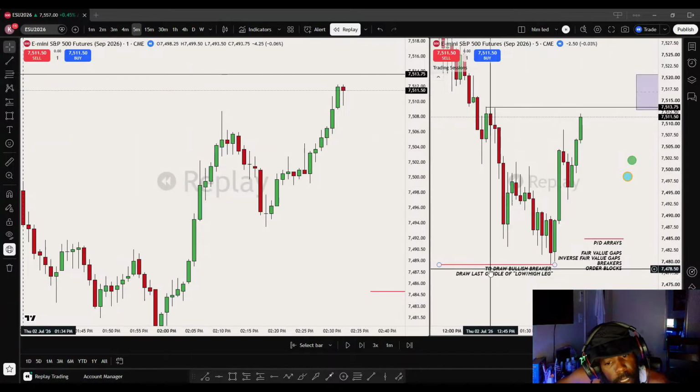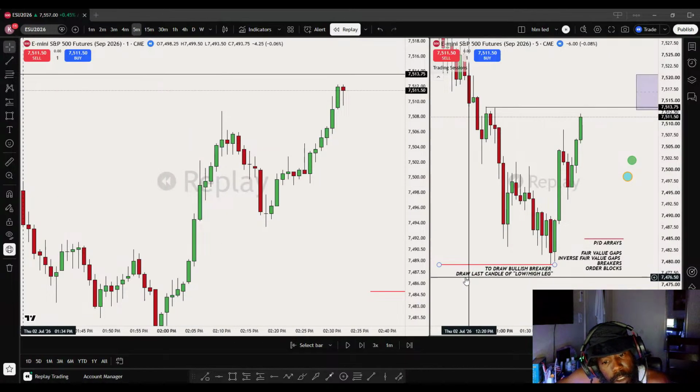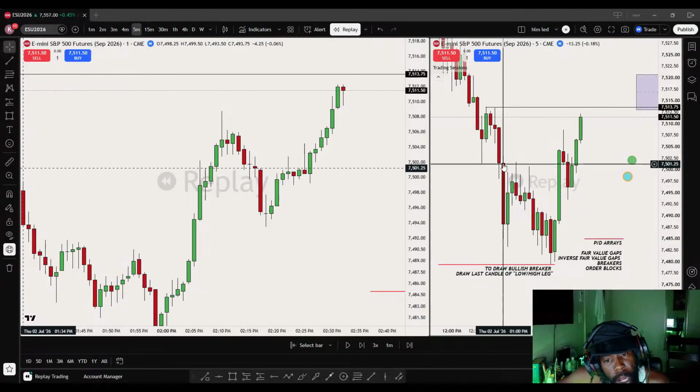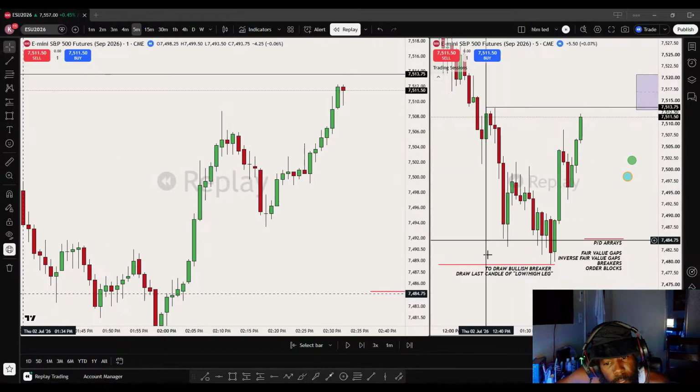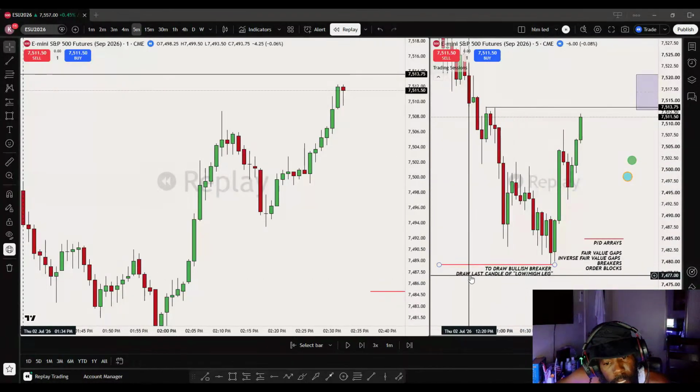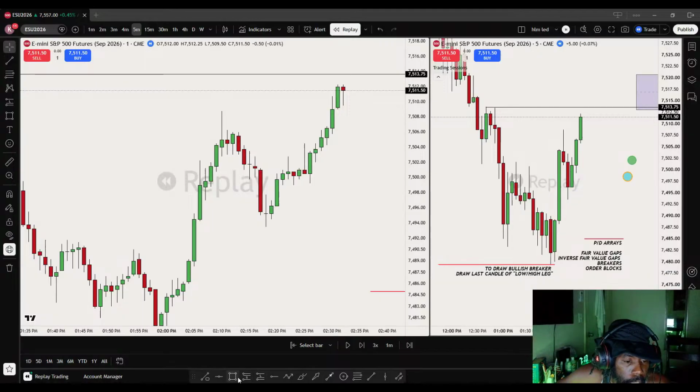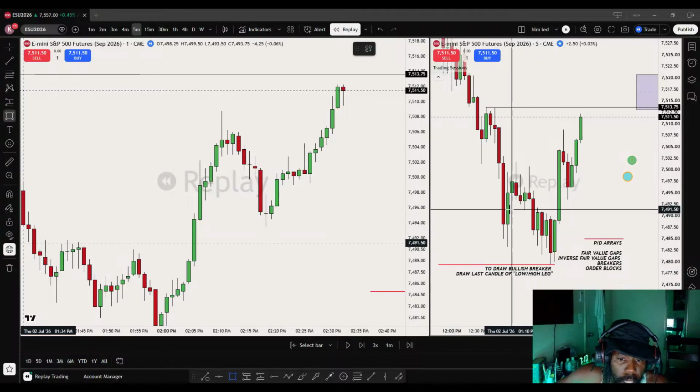Let me see this again. To draw a bullish breaker, draw the last candle of the low high leg. Well, where's the low high leg? Low high, low high, low high. Draw the last candle of the low high leg. Okay, let me draw the last candle of the low high leg.